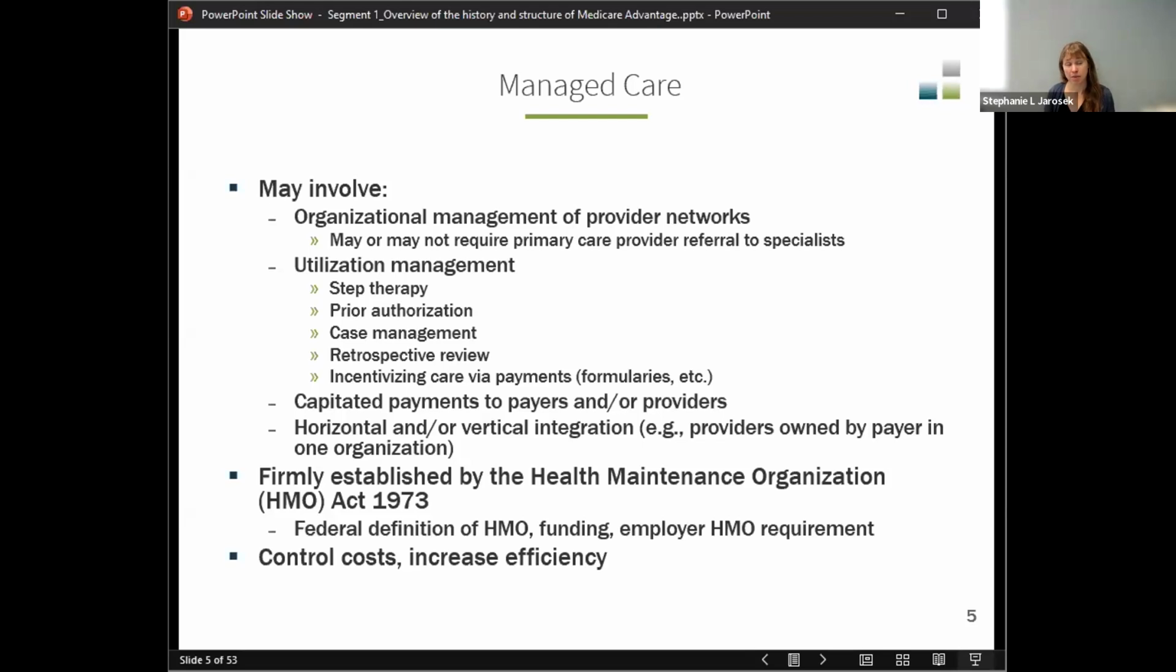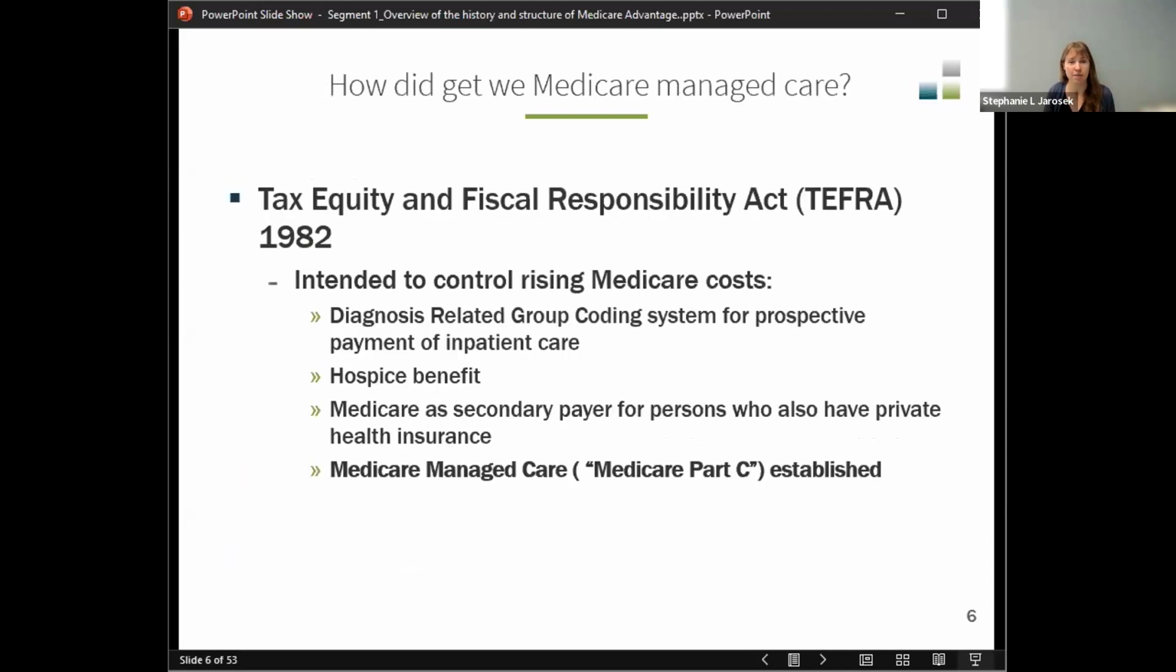And the idea behind managed care is really that, if you're doing all of these things, hopefully you would control costs and increase efficiency. You're not going to have a lot of care that's not needed. And so that's how managed care came about.